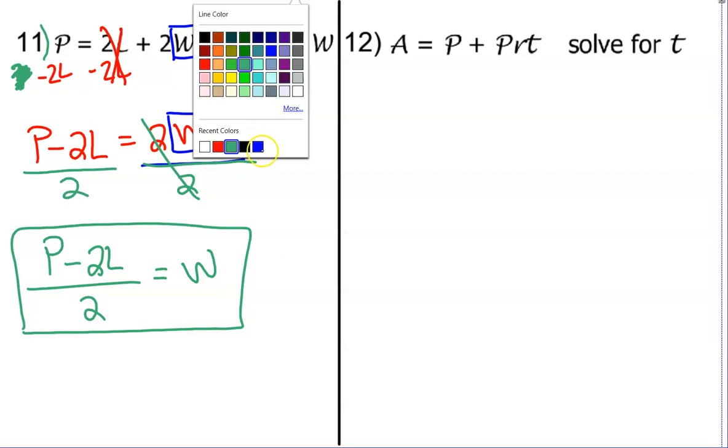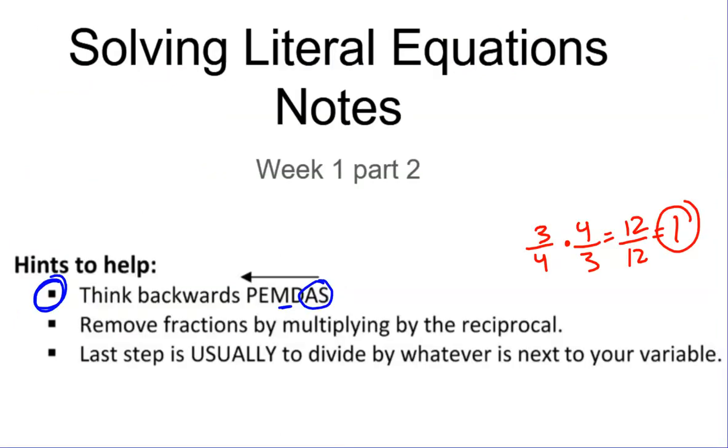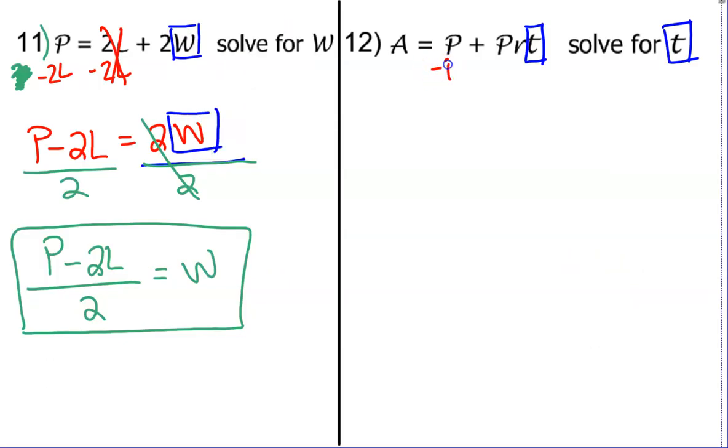All right, number 12 wants me to solve, let's see, A equals P plus PRT, and it wants me to get the T by itself. So here's T, and what's happening to T? It's getting added by PR, hold on, P is being added, PRT is being multiplied, there we go. So again, opposite of my PEMDAS, I need to add and subtract first before I multiply and divide. So I am going to move this P out of my way. It's positive right now, so I've got to subtract it. So I have A minus P equals PRT.